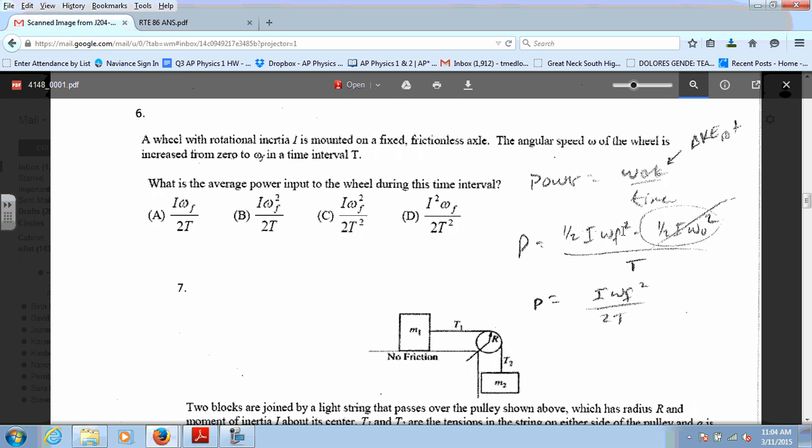So I put change in kinetic energy up here, but it's rotational change in kinetic energy. So power equals final kinetic energy minus original kinetic energy. That is rotational kinetic energy. It's 1/2 I omega squared. We started originally with 0, so it really just reduces to power equals 1/2 I omega final squared over time. And then the half goes down to the bottom, and so this expression would be the right answer.